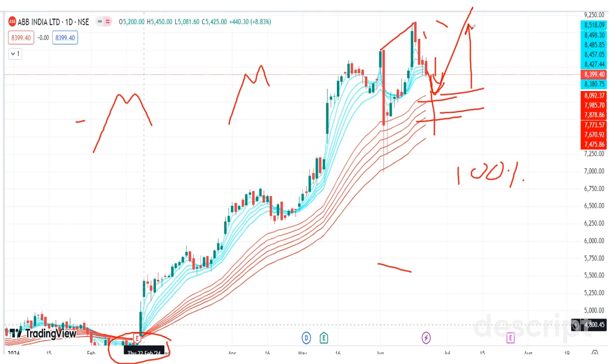Now, other people, what they will do, they will simply short this, keeping this as a stop loss, they will short it and they will make money until it comes down. So this is one of the ways you can trade classical divergence.